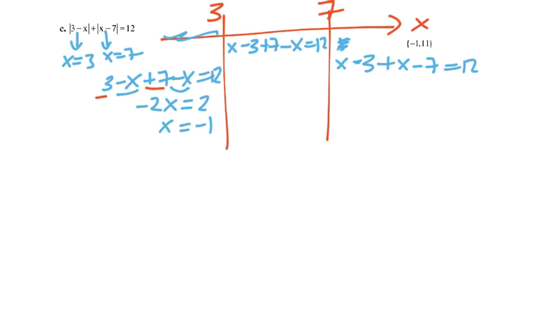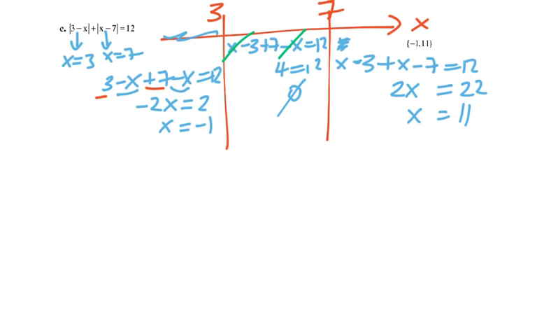Okay, here we have x minus x. That's nice and easy. So we have minus 3 plus 7, 4, equal to 12. That's never true. Let's see, we've got x plus x is 2x, and minus 3 minus 7 gives minus 10. Add 10 to both sides, we get 22. X dividing by 2 gives 11.